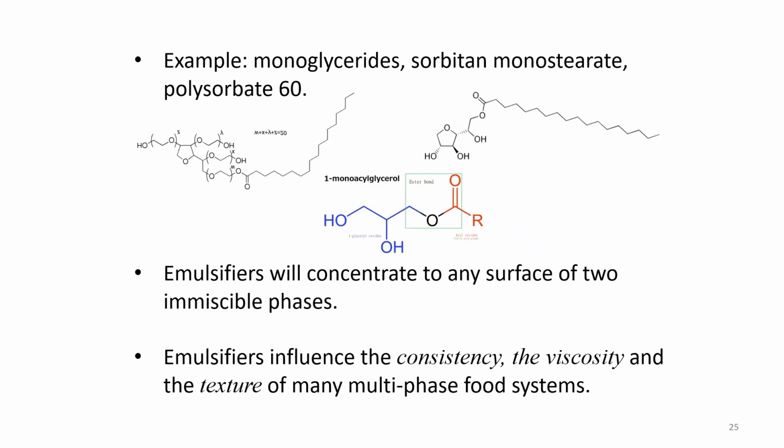Emulsifiers are present in food. The two commonly found emulsifiers in food are Tween and Span. These emulsifiers not only concentrate at the interface between two immiscible phases, they can also be found at the interface between air and solid or air and liquid, such as the gas bubbles in foam, or at the interface of solid and liquid, such as ice crystals in ice cream or sugar crystals in chocolate. So the presence of emulsifiers will influence the consistency, the viscosity and the texture of many multi-phase food systems.